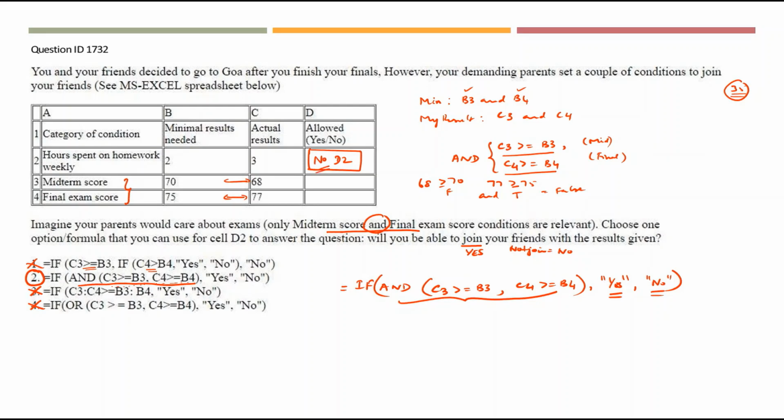I'll just give you the format of the if condition here. The condition will be placed here, the true part will be placed here and the false part will be placed here. So this is the condition, this is true and this is false. All these three will be separated by commas.